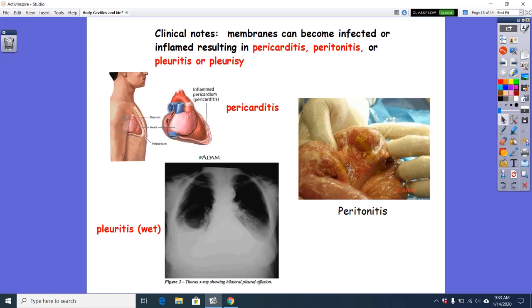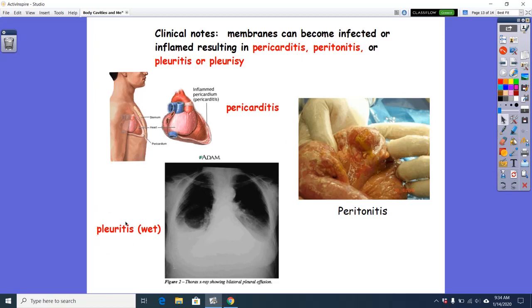In the belly cavity or in the abdominopelvic cavity, you can end up with peritonitis. All of this extra pink and white and inflamed looking tissue is the peritoneum that is inflamed. If your appendix ruptures and all of that bacteria spills into your abdominopelvic cavity, you can end up with peritonitis, which is super painful, and they have to give you a pretty high dose of antibiotic to treat that.